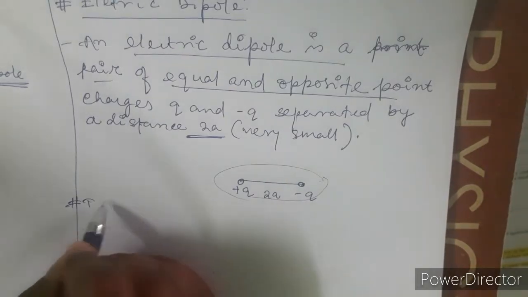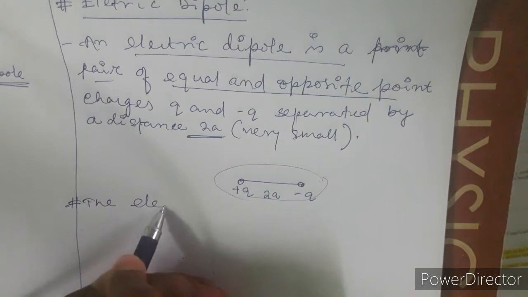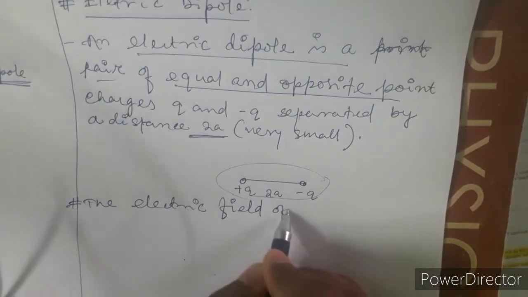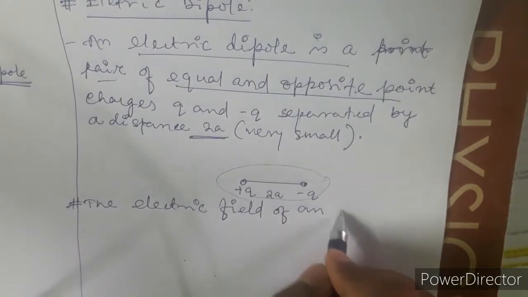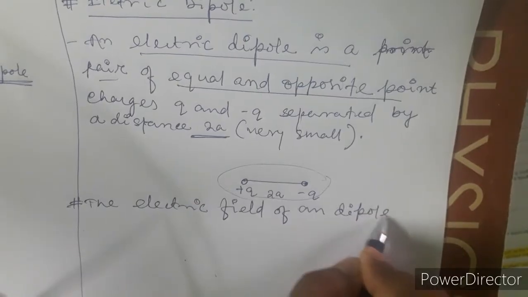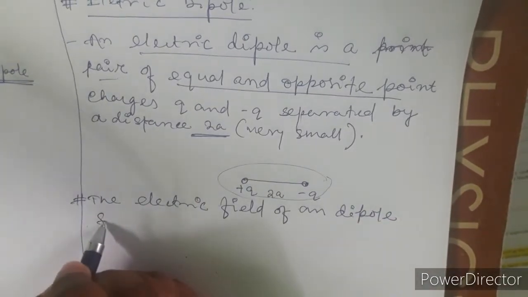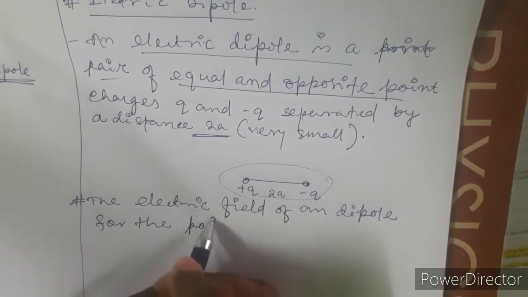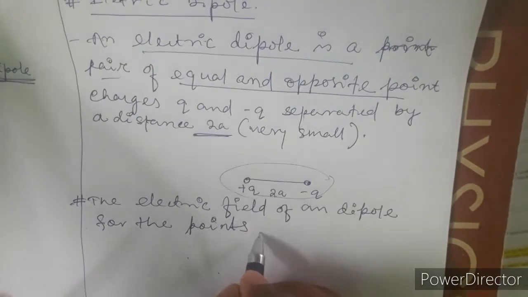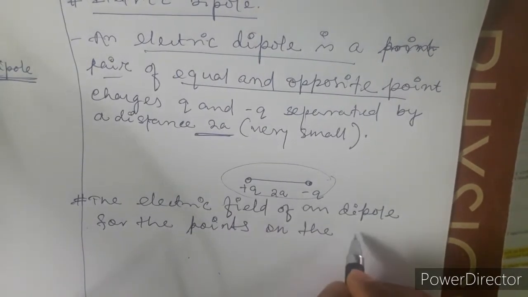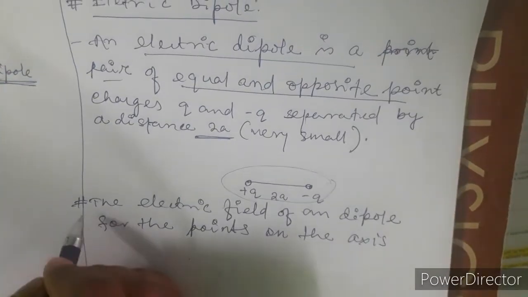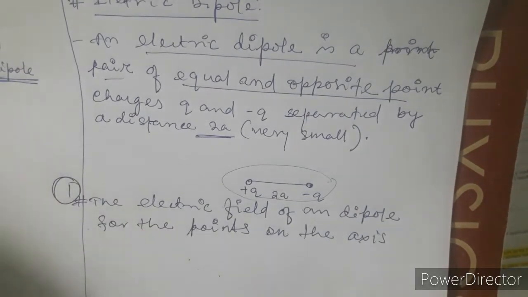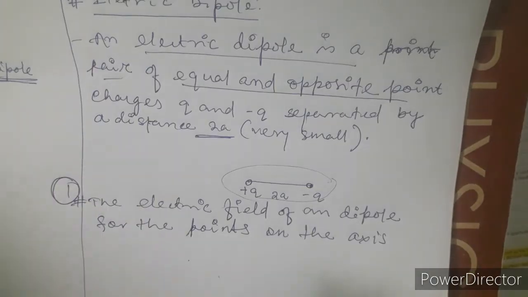The electric field of a dipole for the points on the axis. We'll basically calculate for two cases. So this is case 1: the electric field for the points on the axis.